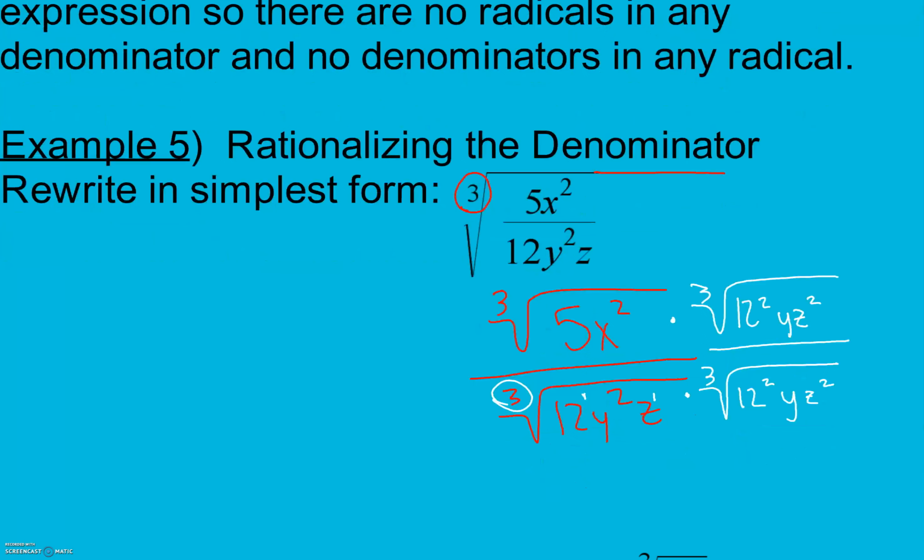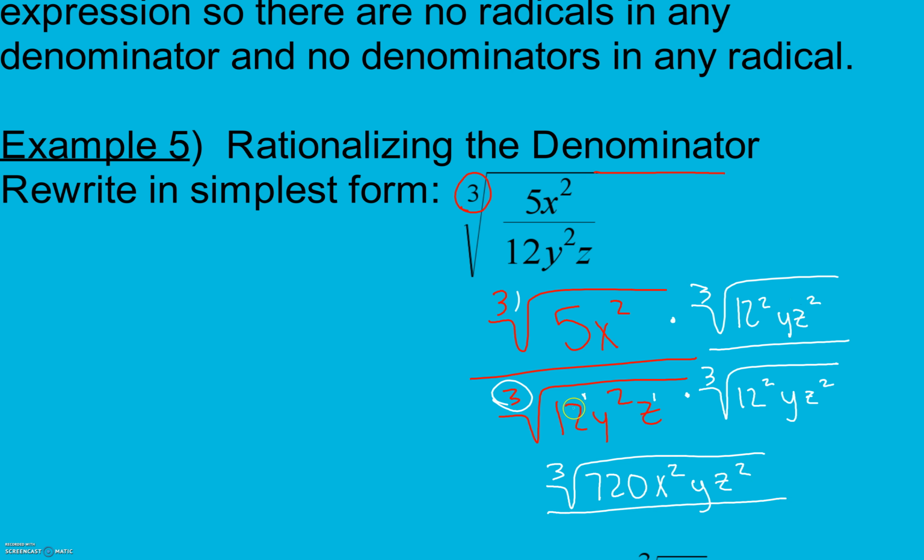Now, I can multiply across the top, and since they're the same index, I can write them as one radical. 5 times 12 squared is 720. X squared, I don't have any over here. Y and z squared in my numerator.